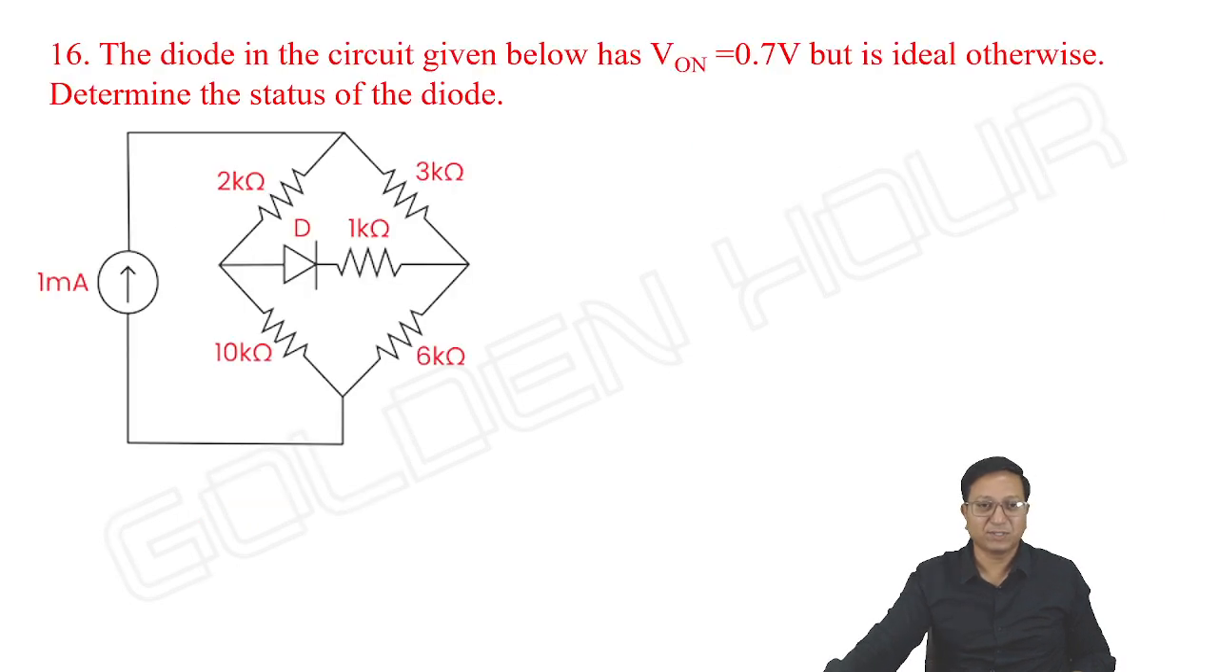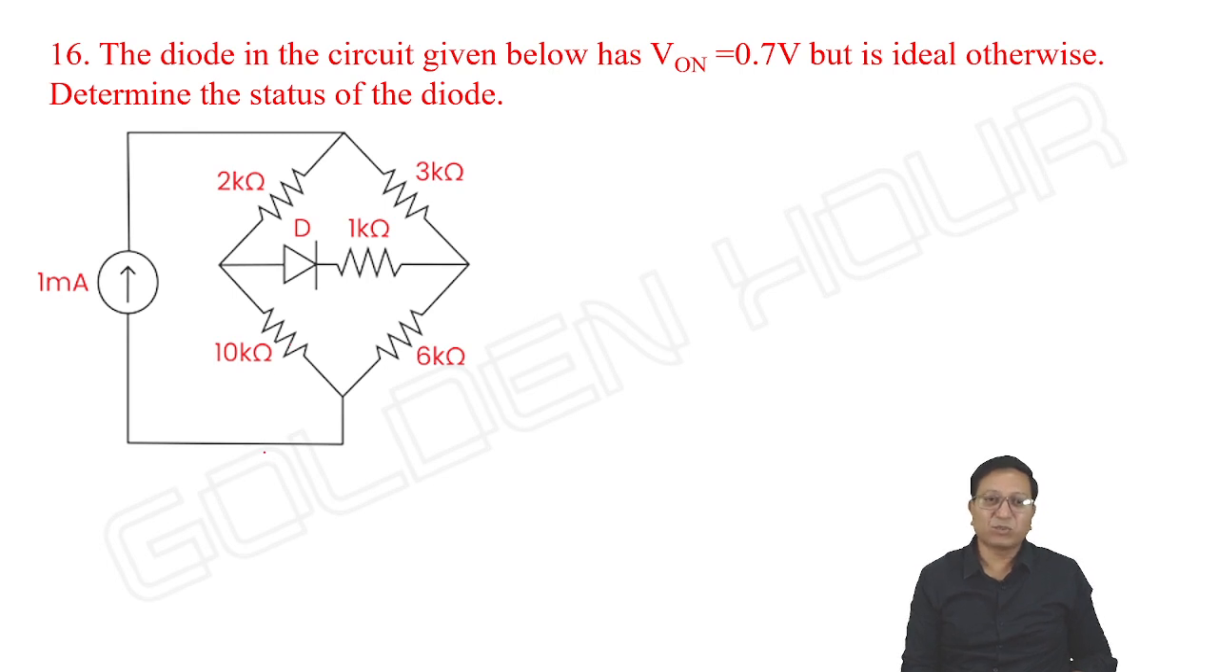See the next question. The diode in the circuit given below has V on equal to 0.7 volts, but is ideal otherwise. Determine the status of the diode. I created a problem in which the complexity is less. I don't want to find the current through the diode; instead, I'm asking you to find the status of the diode. How do we do this problem?